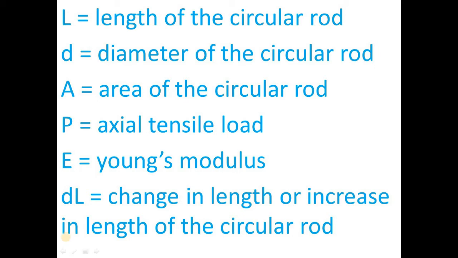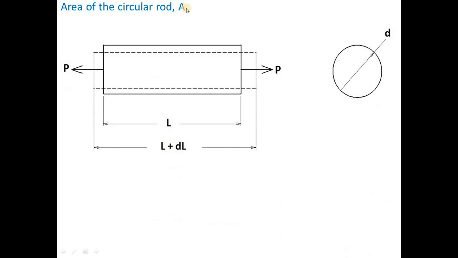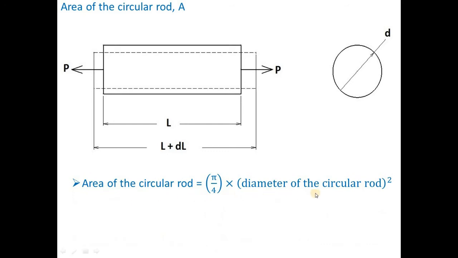Okay. First we will find the formula for the area of the circular rod, which is taken as A. So the formula for the area of the circular rod is pi by 4 into the diameter of the circular rod whole square. Here the diameter of the circular rod is D. Therefore, A is equal to pi by 4 into D square. So the area of the circular rod is pi by 4 into D square.